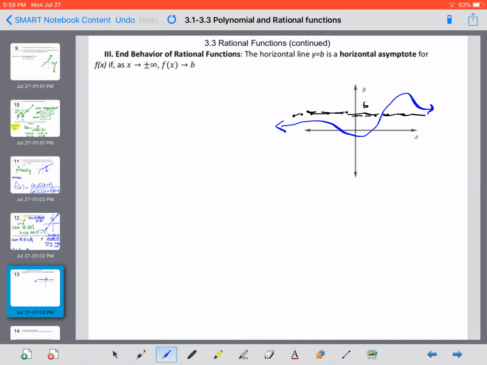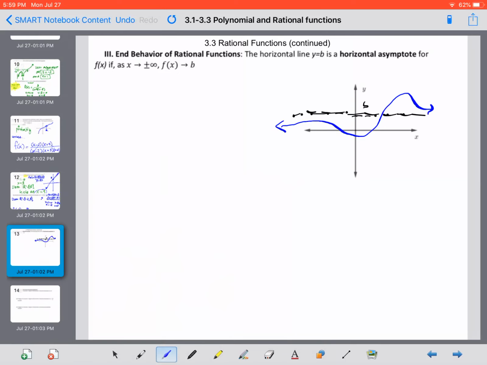Now, it might cross that line, right? You might actually have an output of b at some point, but the asymptote really is just talking about what's happening towards the ends of your function as x heads towards positive or negative infinity, right? So it doesn't mean that it never reaches that value. It just means that that's what the output is approaching as x gets closer and closer towards infinity. Now, under what conditions is your rational function going to have a horizontal asymptote?